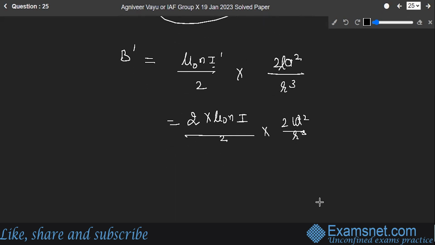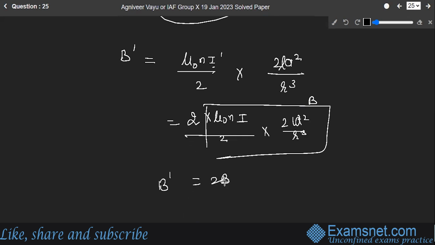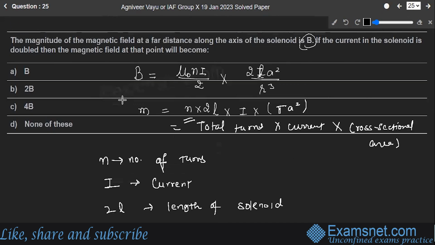So from these two equations, this is equal to B dash. This was equal to your B. B dash is equal to 2B. That's it. So that simply means magnetic field at that point will be twice of B. Option B is the correct answer. Hope you got that. Now let's move to some mathematical questions.